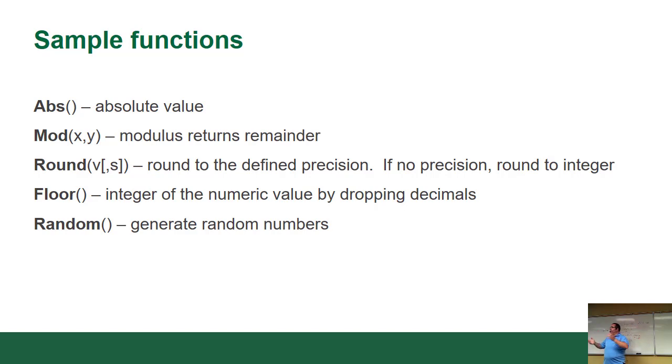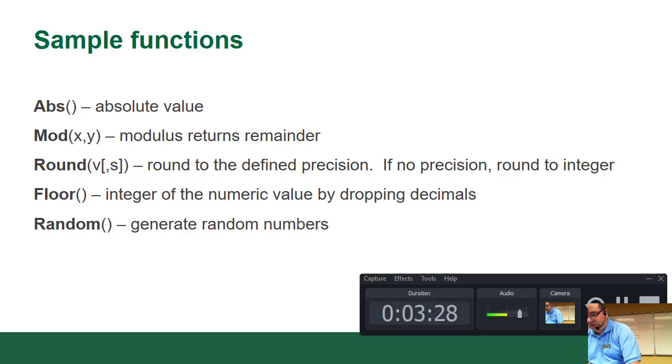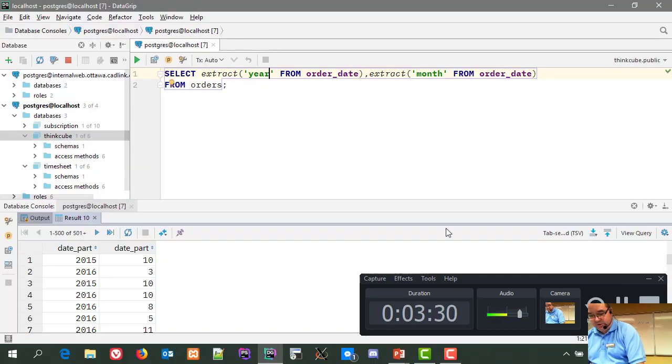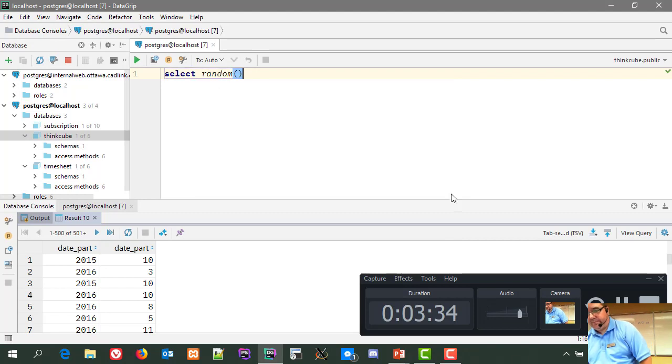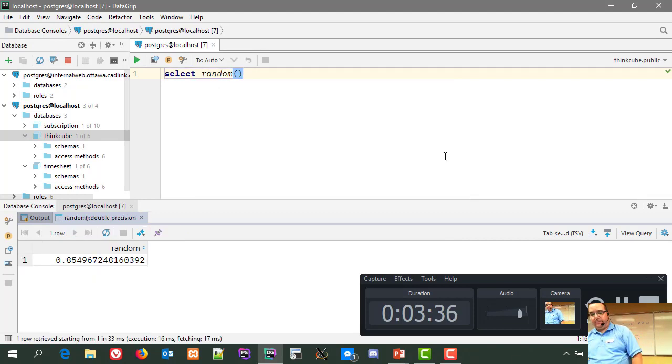Random. Did you guys learn about random yet in Java? I'll give you 3 guesses what random does. Between 0 and 1. Yepers. If I go like this, and I can keep going, and the number will change.